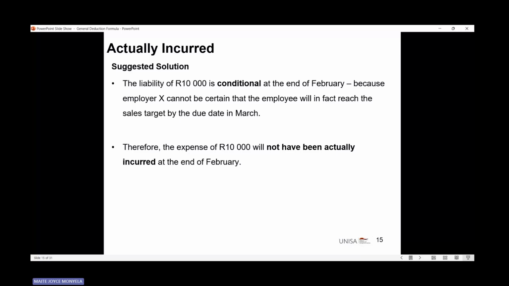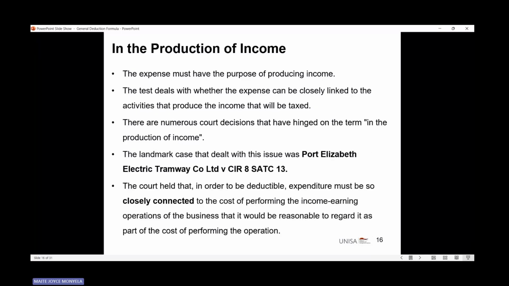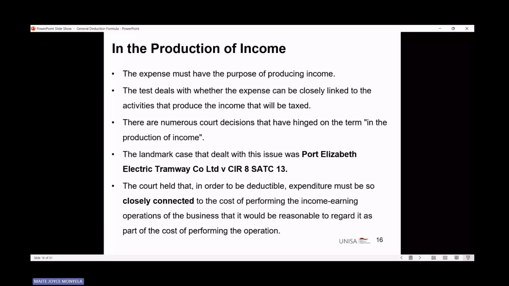So let's move to the other requirement. The other requirement is in production of income. In terms of Section 11A, we have the requirement. We talked about actually incurred, we talked about expenses and losses, and we talked about trade. So the other requirement is in the production of income in terms of Section 11A of the Income Tax Act. In production of income means the expenses must have the purpose of producing income. The test deals with whether the expenses must be closely linked to the activities that produce an income that will be taxed.